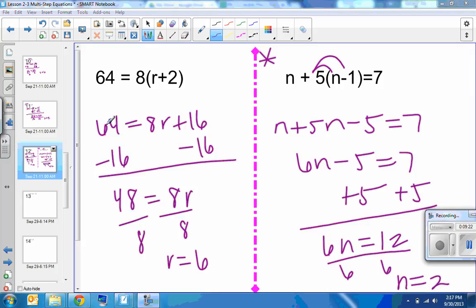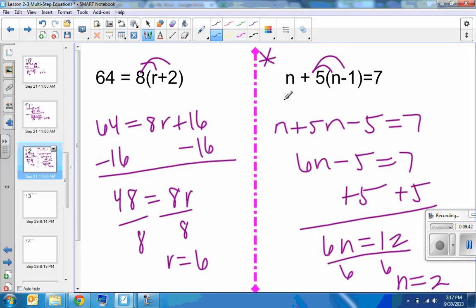So here you should have brought down 64, distributed the 8 to the r to get 8r, distributed the 8 to the positive 2 to get a positive 16. Opposite of adding is subtracting. Bring down my 8r, bring down my 48. Opposite of multiplying is dividing, and r equals 6.